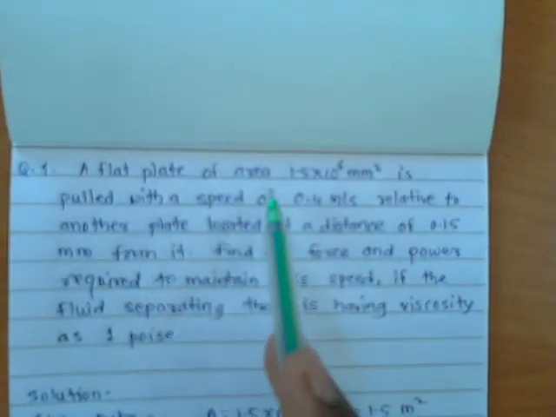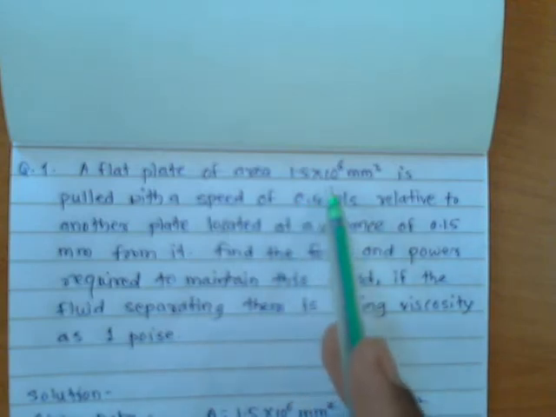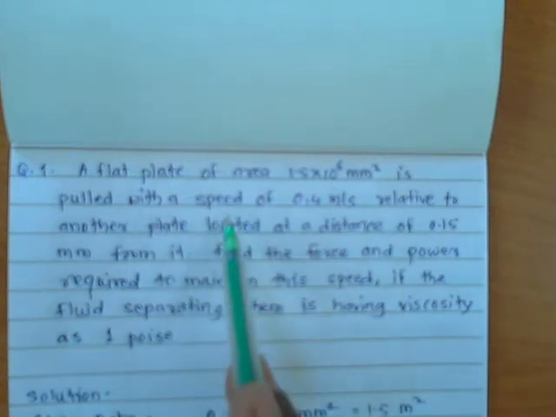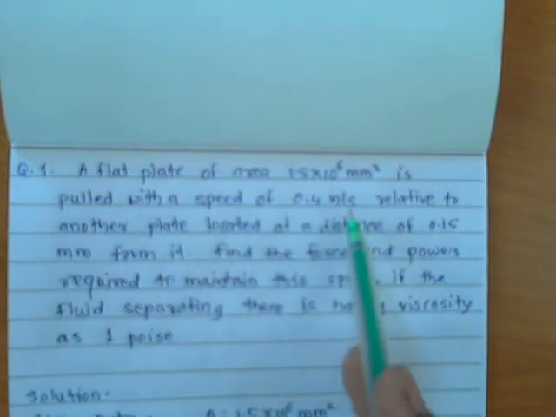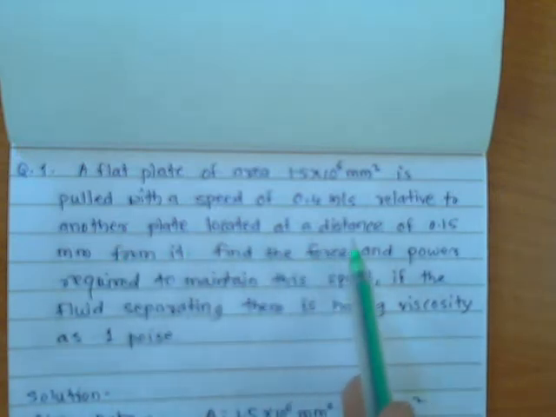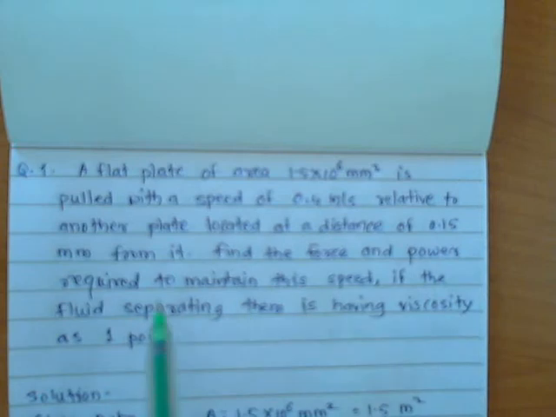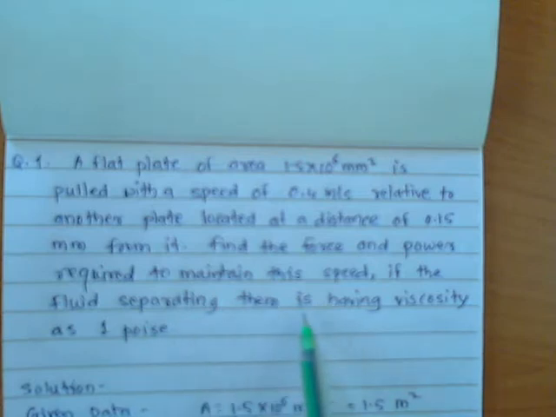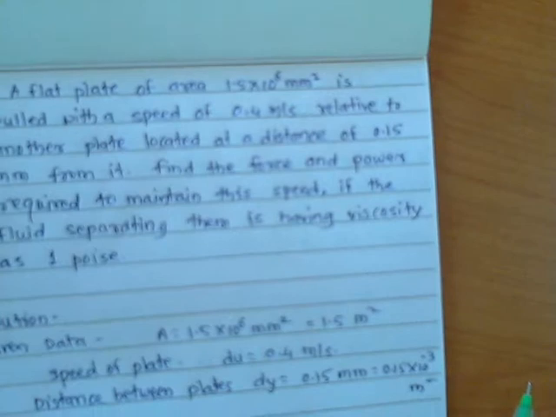A flat plate of area 1.5 into 10 raised to 6 mm square is pulled with a speed of 0.4 meter per second relative to another plate located at a distance of 0.15 mm from it. Find the force and power required to maintain this speed, if the fluid separating them has viscosity of 1 poise. Okay, so now we'll solve one by one.